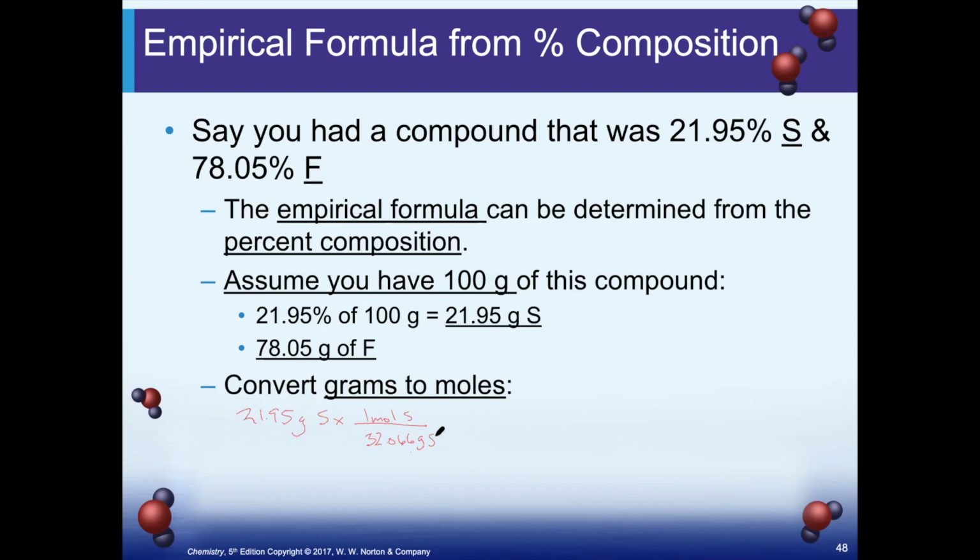So grams of sulfur cancel, and you get units of moles of sulfur. Okay, so some number of moles of sulfur. And then I do the same thing with the fluorine. So I got 78.05 grams of fluorine.